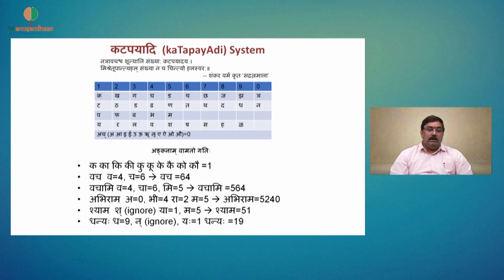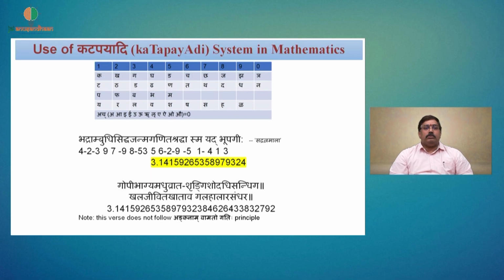Similarly, vachami will be 564, and so on and so forth. So this is a very clever way of encoding numbers in words. Now, where did they use this? For example, this is one example that many of you might want to remember. This was used to encode the value of pi to 14 digits.